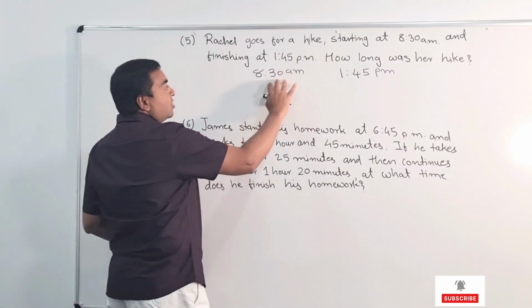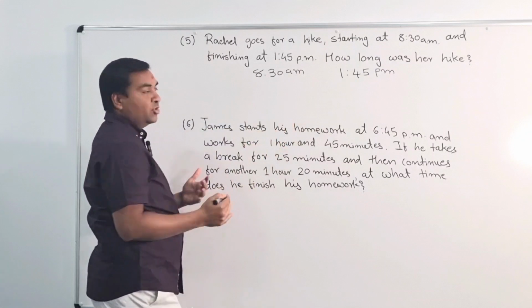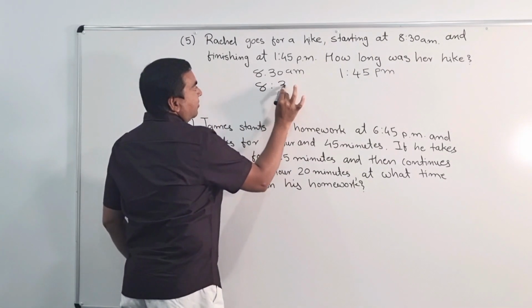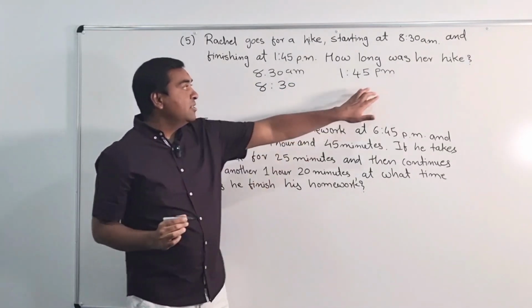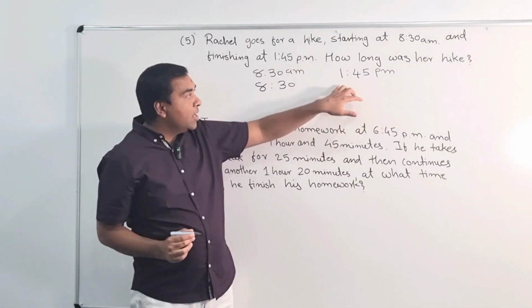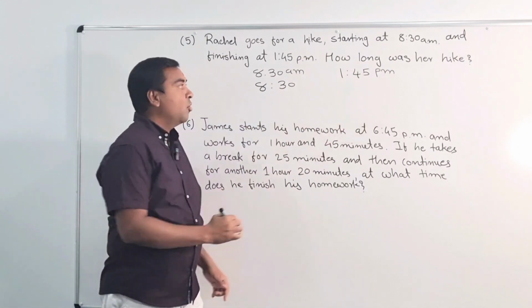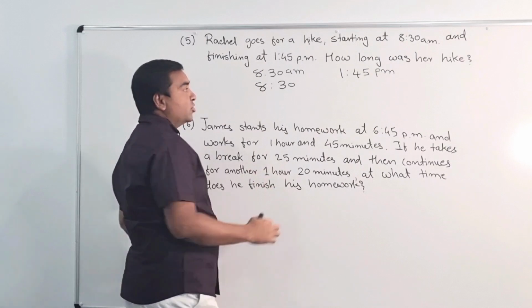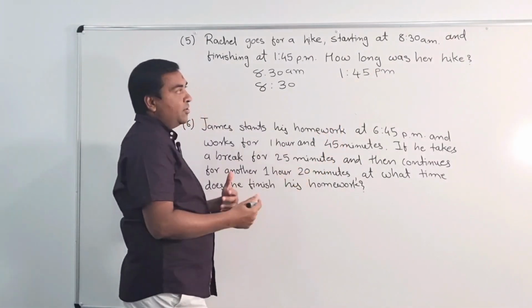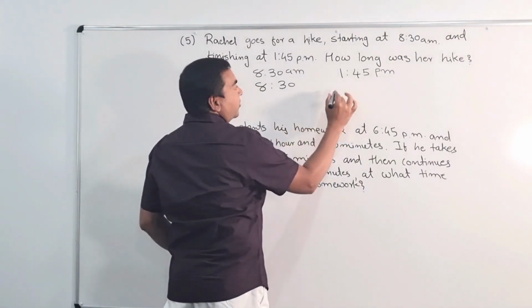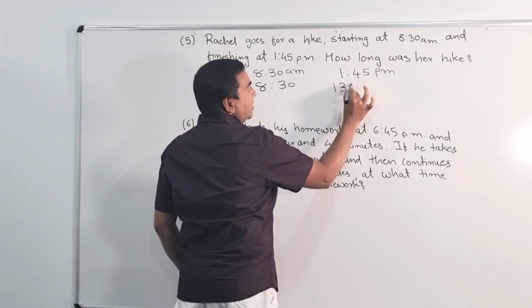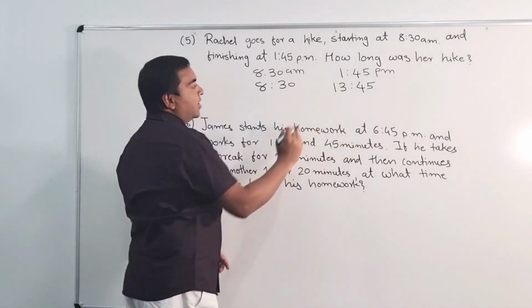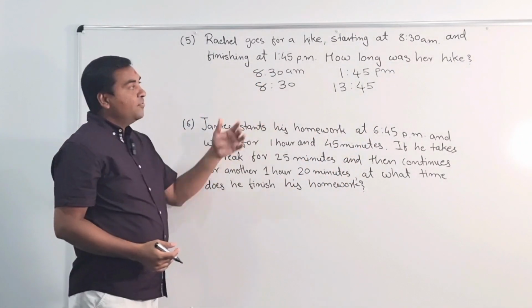So when I'm changing into a 24-hour clock, my AM does not change anything, yeah? So 8 hours and 30 minutes remains the same. Whenever there is a PM, then I've got to add 12 to the hour. So 1:45 p.m., that's 1:45 in the afternoon. In a 24-hour clock, 12 plus 1, so I've got to write down 13 hours and 45 minutes.